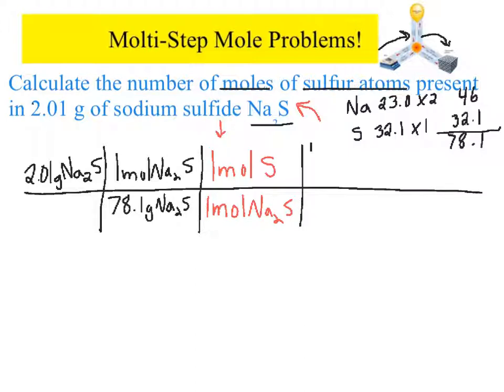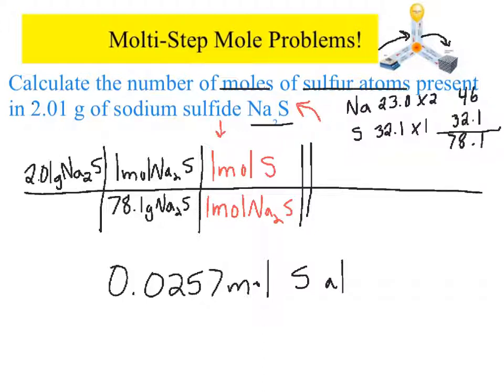So I am completely finished now. After calculating, I get an answer of 0.2. Excuse me, that's incorrect. I have an answer of 0.0257 moles of sulfur atoms. So that is my final answer.